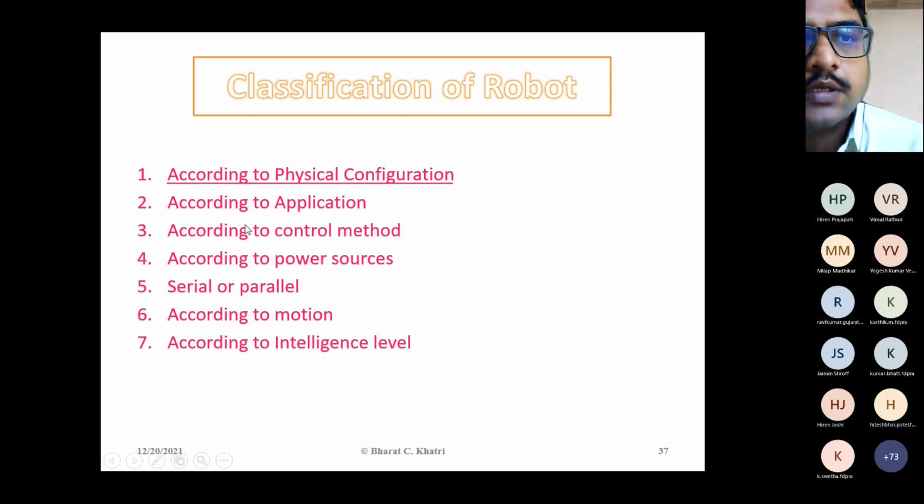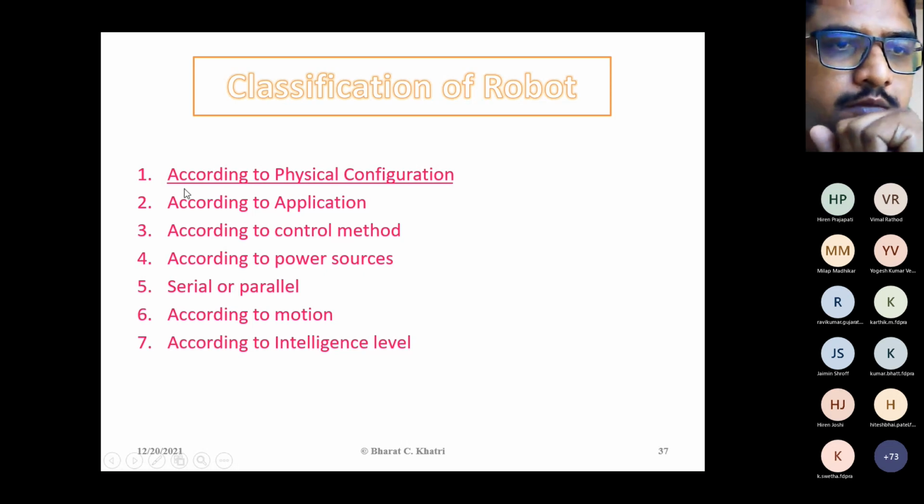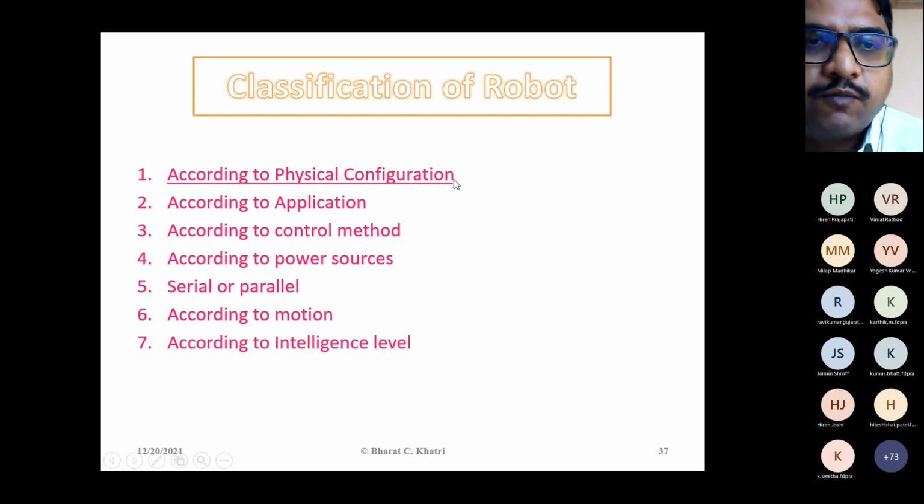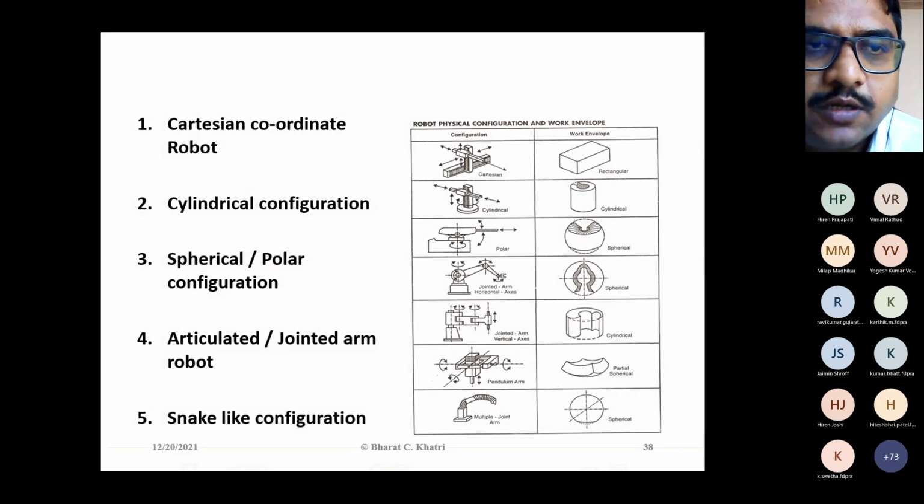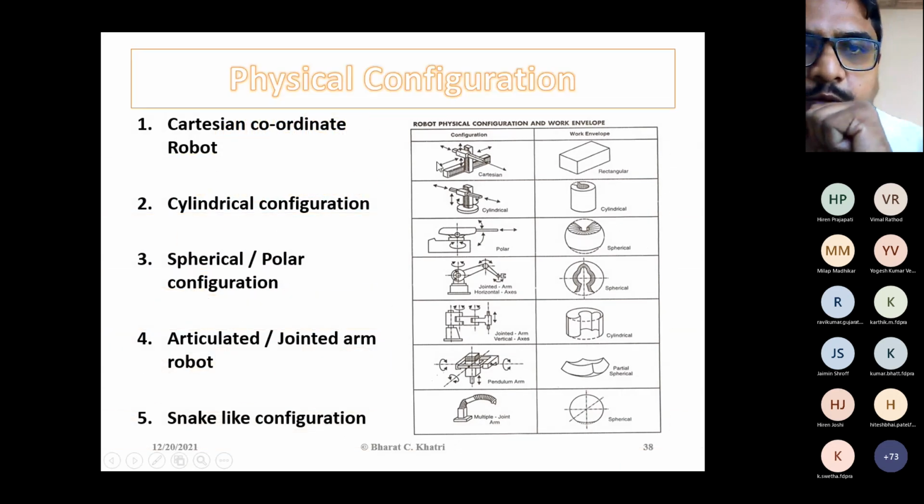Classification of the robots. Here you can see the first thing is based on the physical configuration. You can classify the robots based on the application. We already discussed that, either industrial or service robots. Or based on the control methods and power sources, like different drives: electrical, mechanical, hydraulic, or pneumatic. You can classify the robots in different ways, but we focus on the physical configuration. In the next session, the expert will talk about this configuration of the robot.